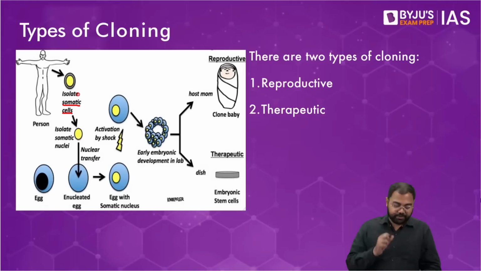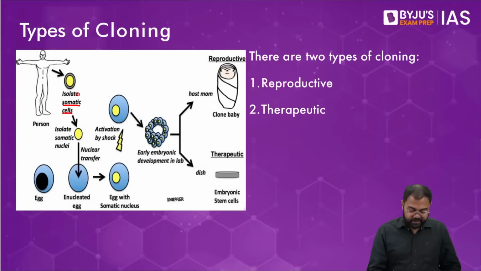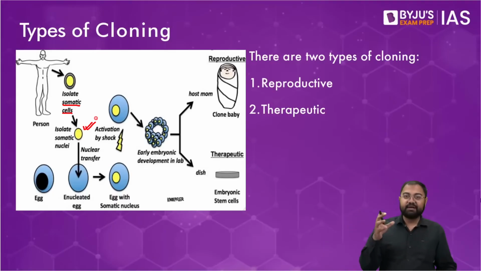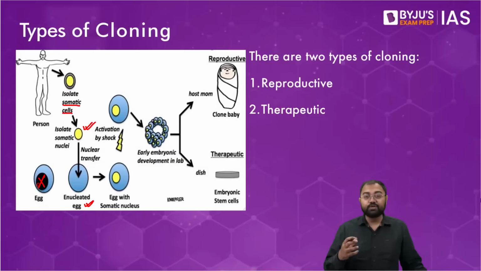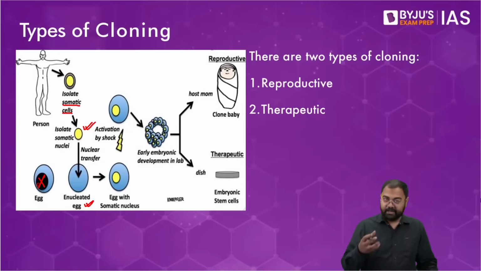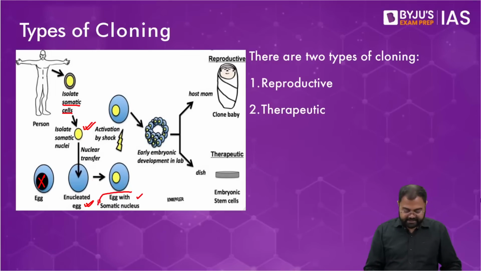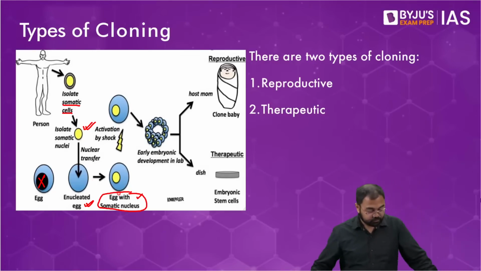And from this somatic cell we'll first take out the nucleus. All right, we'll isolate the somatic nucleus, and once this somatic nucleus has been isolated, it will be inserted inside an enucleated egg, where you have basically removed the nucleus from the egg cell. And after removing the nucleus of the egg cell, we are inserting this somatic nucleus. So now you will have the egg cell with somatic nucleus.